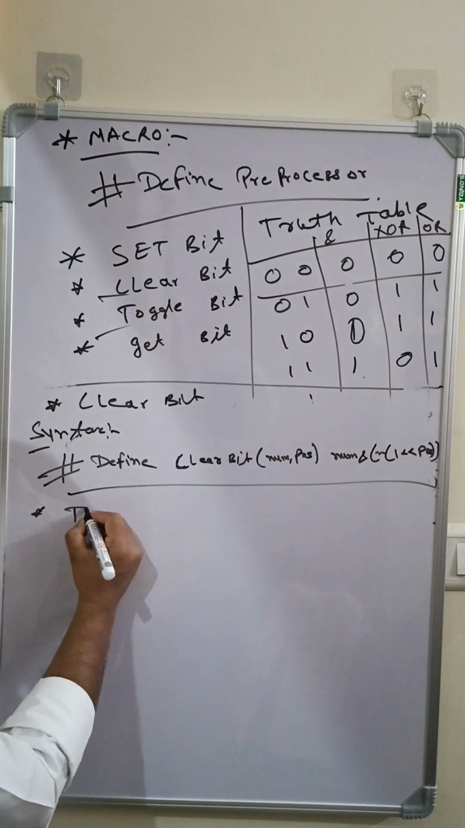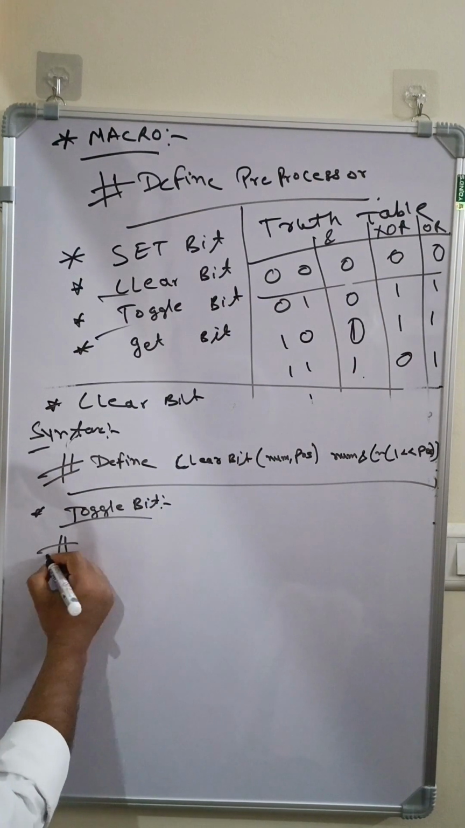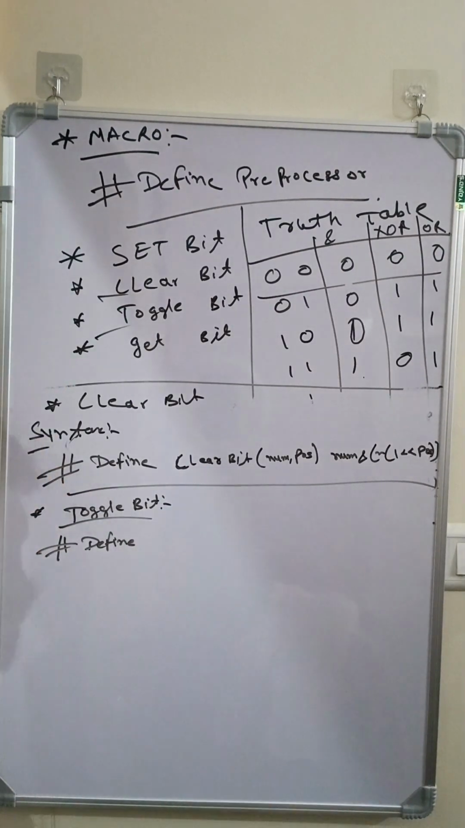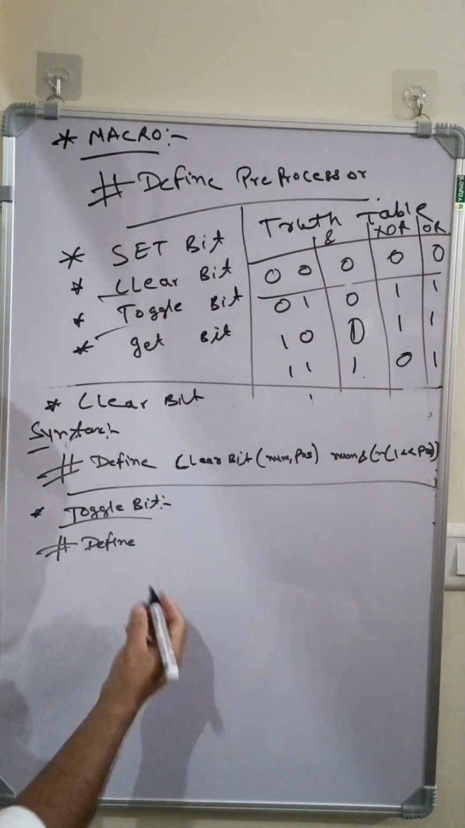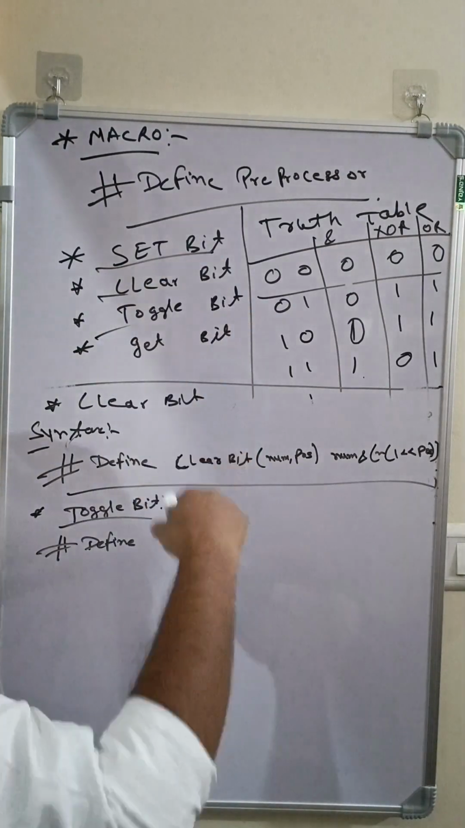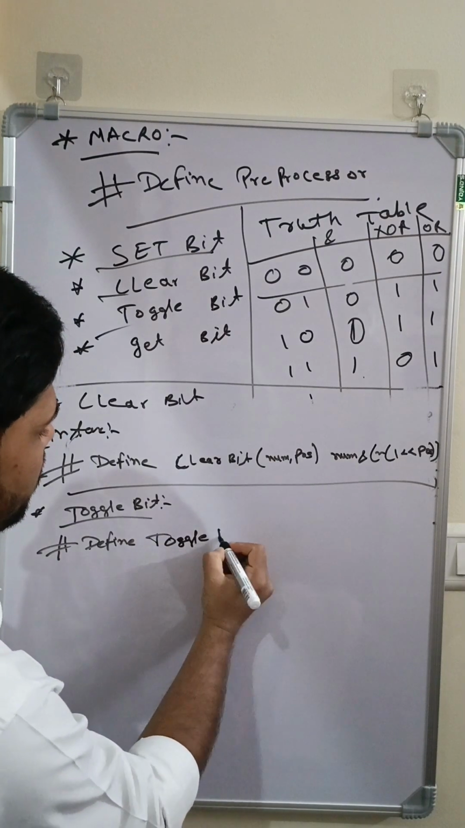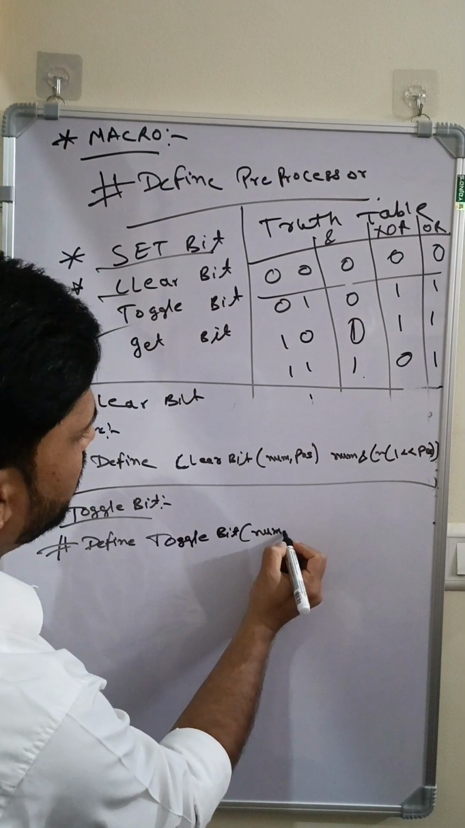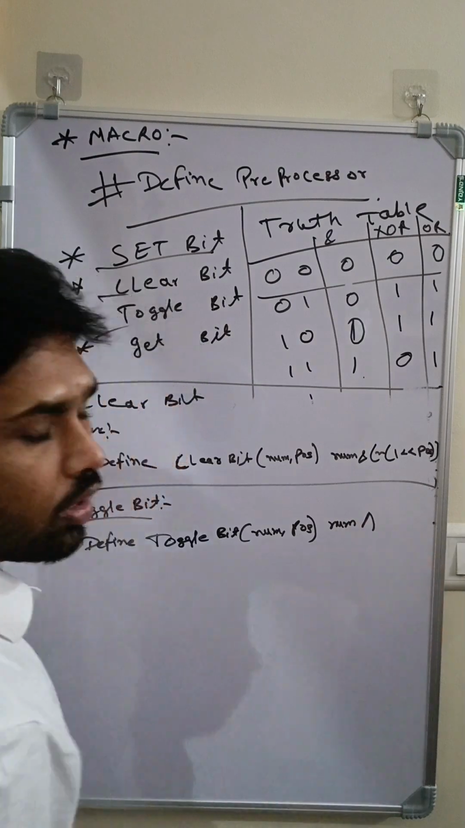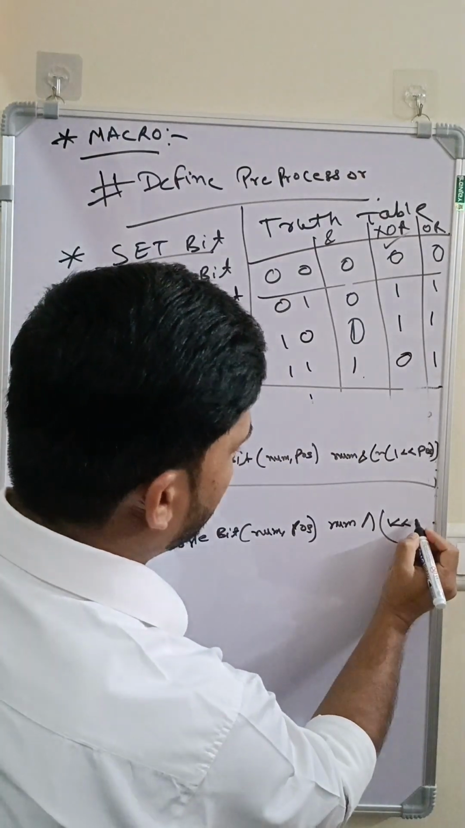Similarly, toggle. We will do all of this in practical, I will show you on the PC, like how it will work. Here I will show the syntax, and I explain one thing: it works similar to set bit for all of toggle, clear and get. So #define TOGGLE_BIT with number and position. In toggle we are doing an XOR operation with one shifted by the position.